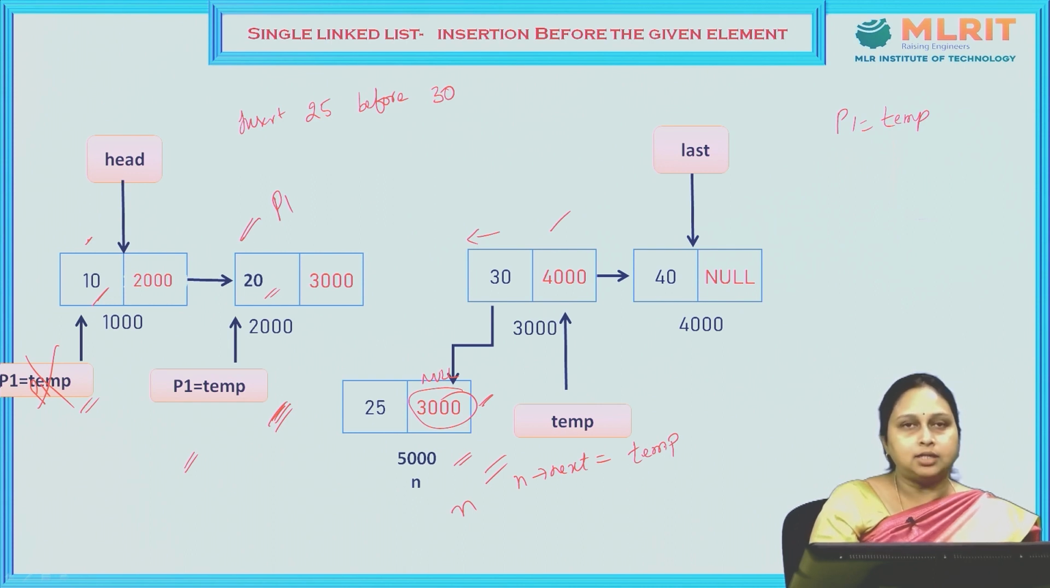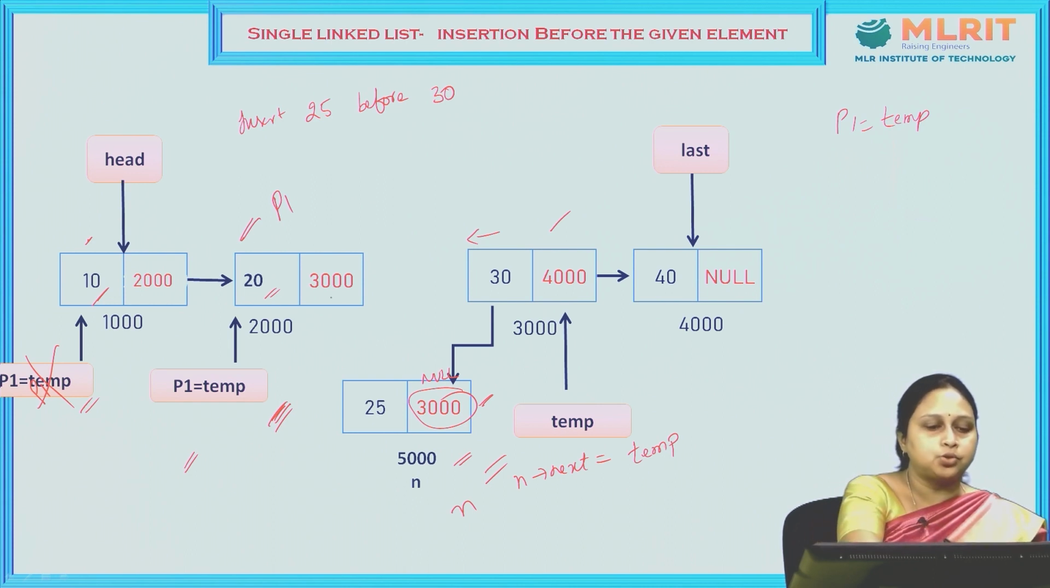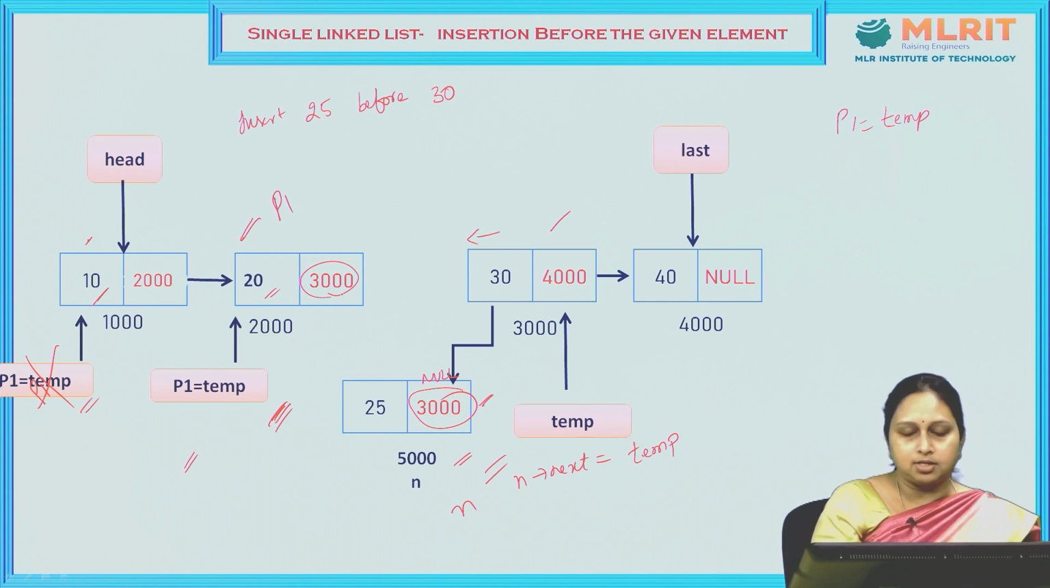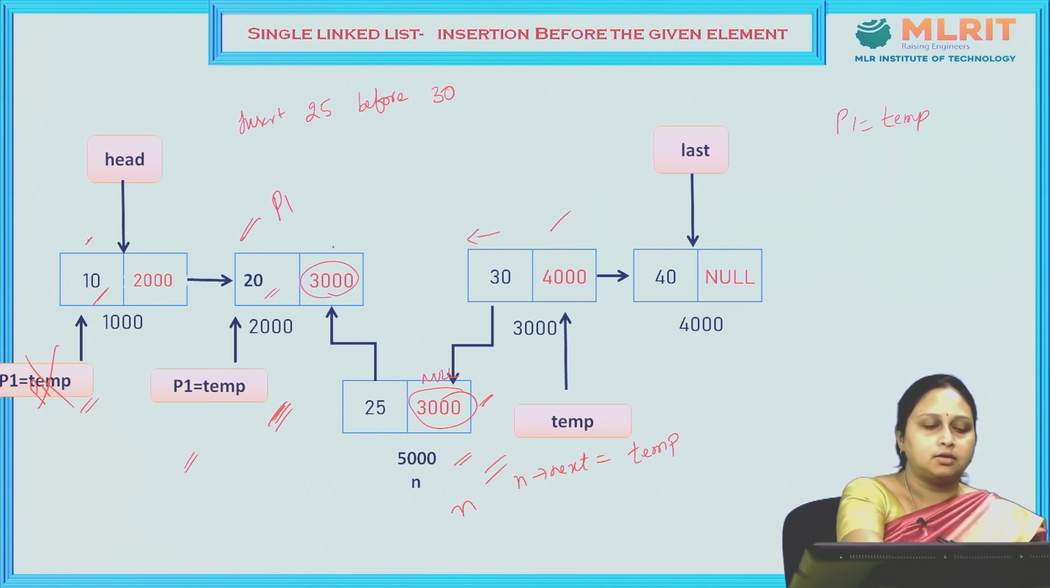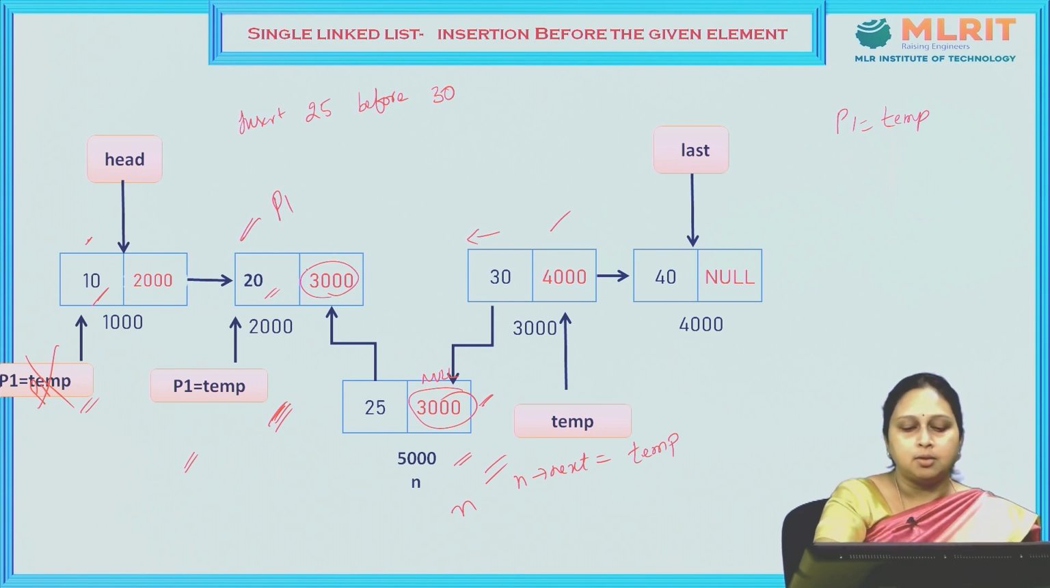And another one where we are going to store 5000 here. That means I need to establish the link here. This is your P1 value. P1 arrow next equal to N. Like this way, we are going to establish the link and we are going to insert the new node before the given element.